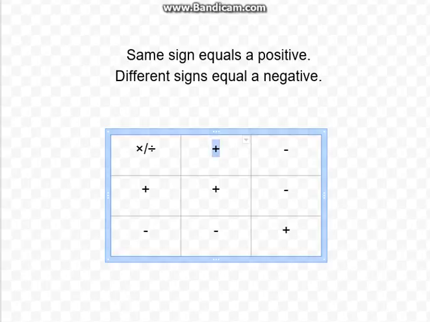A positive divided by a positive equals a positive. A negative divided by a positive equals a negative. A positive divided by a negative equals a negative. And a negative divided by a negative equals a positive.